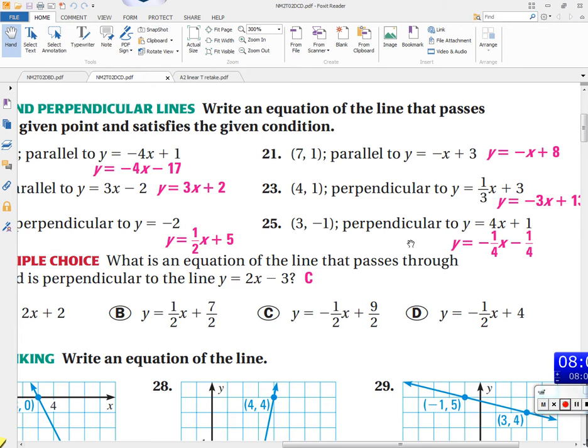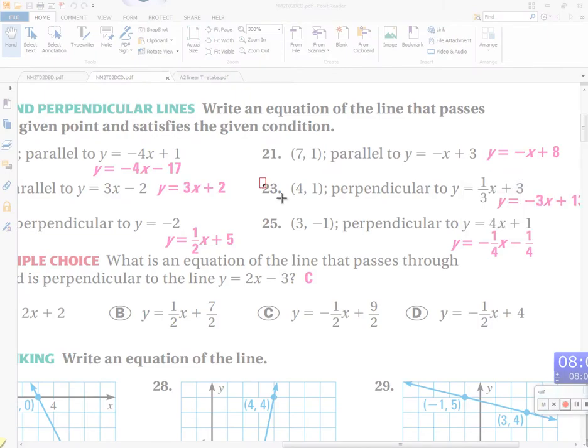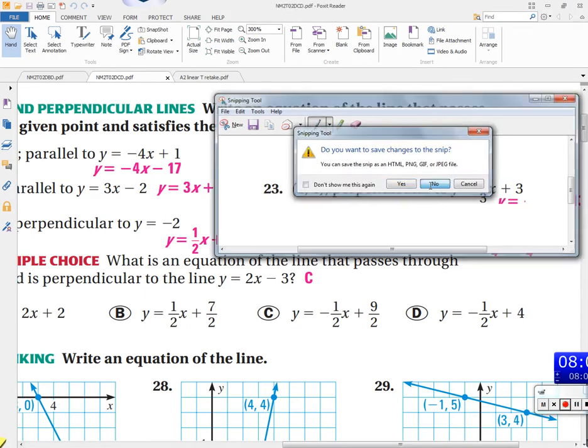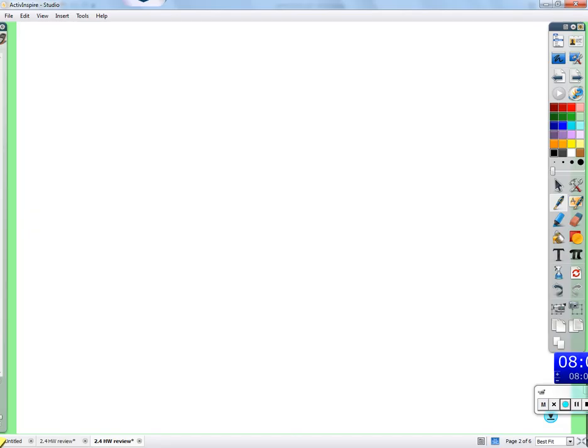Similar to 20, we'll do 23 still, or sorry, 24, but I'm also going to do another one. Alright, so on to number 20.